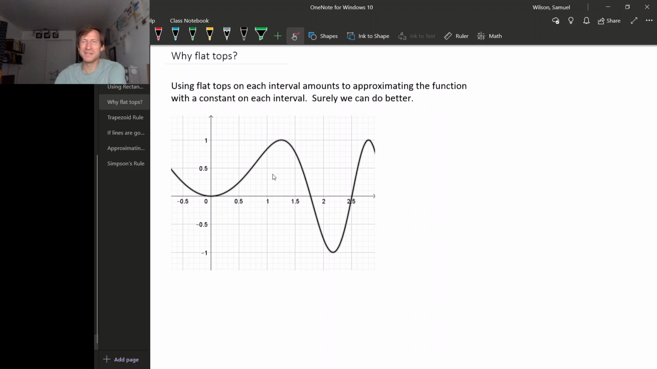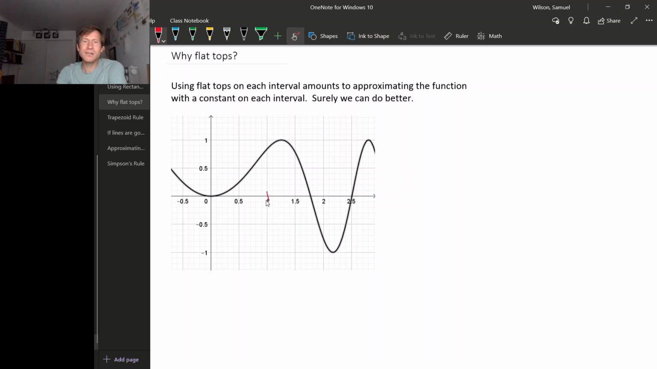But for most shapes, having a flat top seems like a bad idea because, right, most graphs move up and down, and a flat top can't follow the graph as it moves up and down. So there must be a better way. We should be able to come up with some sort of shape that does a better job of following the graph as it moves around.